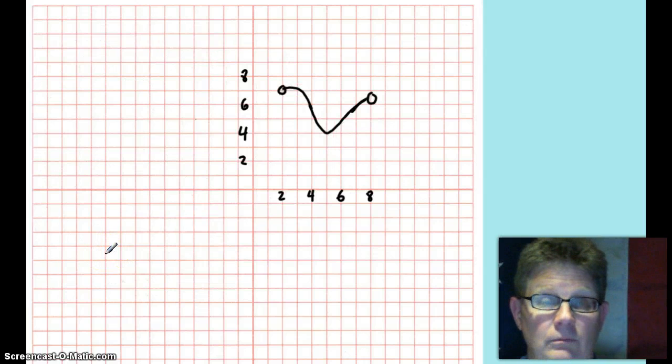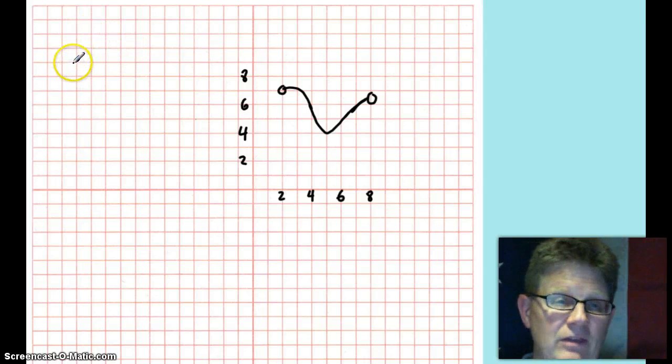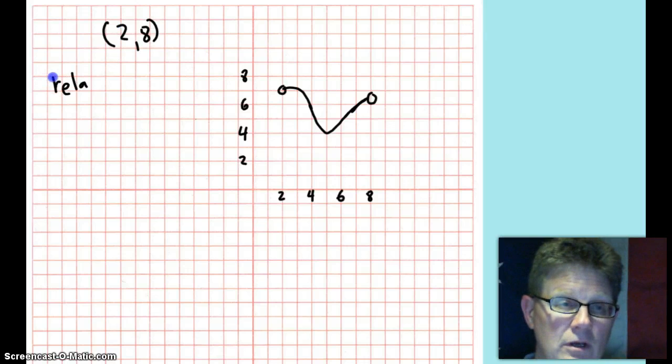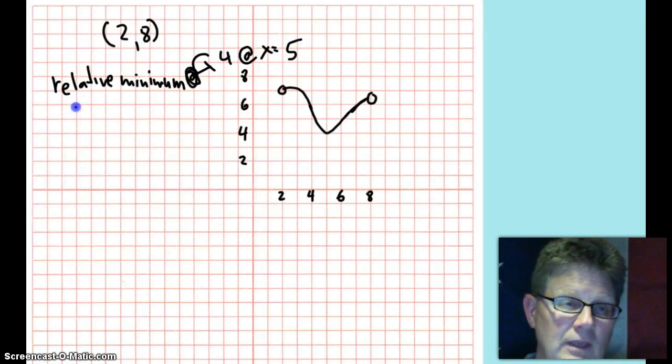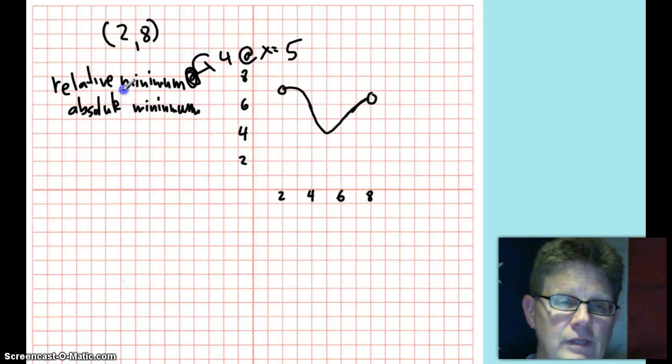Okay, sometimes you can't evaluate the endpoints because they are not defined. This would be on an open interval 2 to 8. In that case, we have one relative minimum of 4 at x equals 5, and that is also the absolute minimum. So that relative minimum is also the absolute.